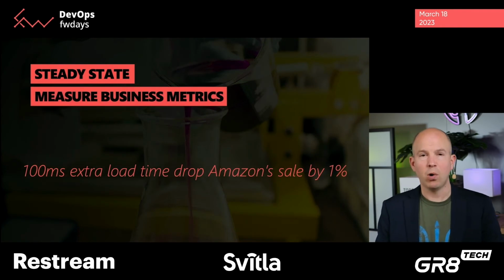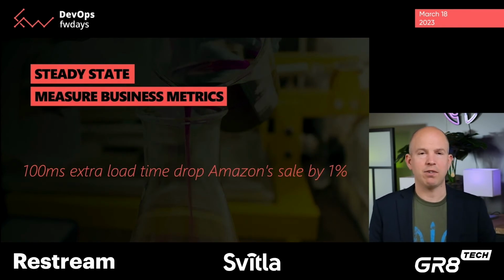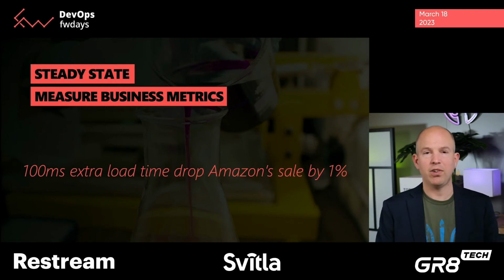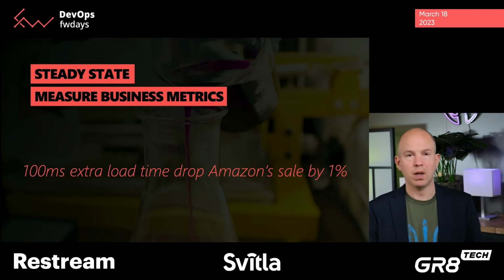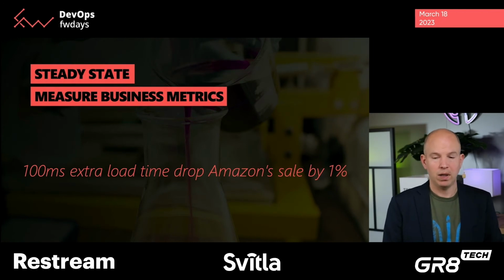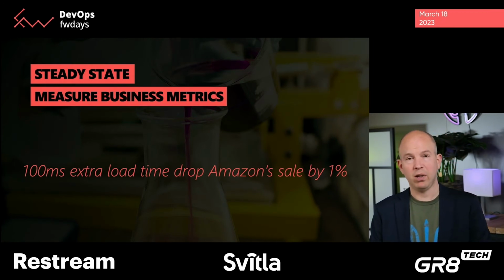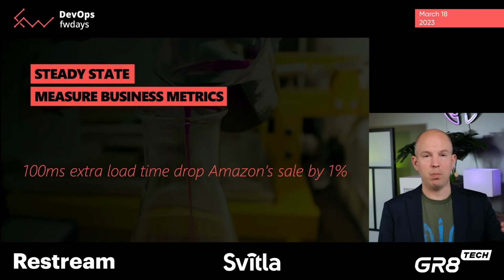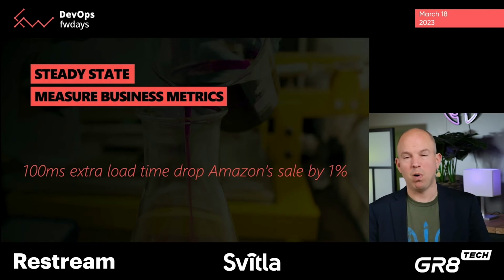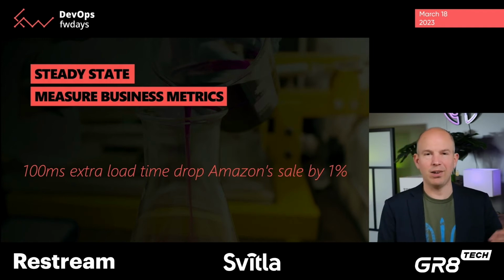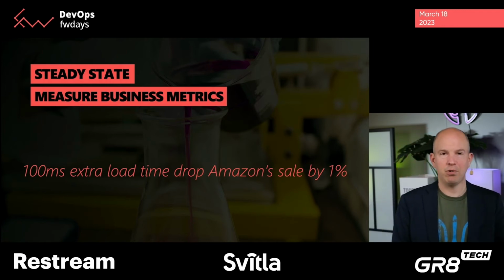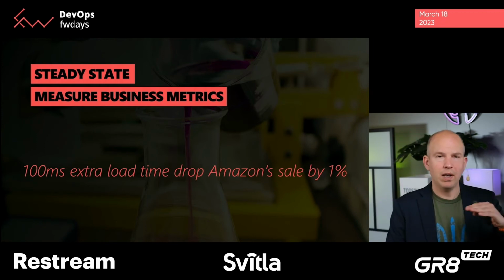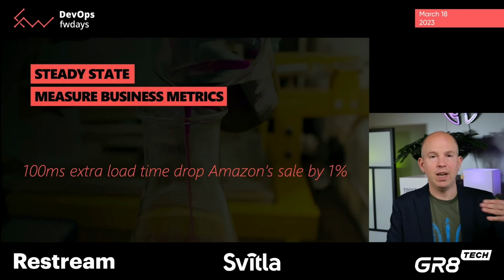We really need to know what the current business metrics are, or how our users are experiencing our application. In this example, Amazon saw a drop of sales of 1% when they added 100 milliseconds of load time to their pages. And you say, well, 1% is not that much, but if you're looking at the volumes that Amazon is processing, this is quite a lot of money. So knowing what the load time is to start with is really key.